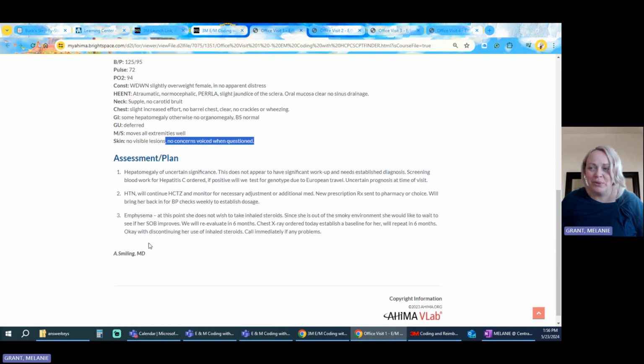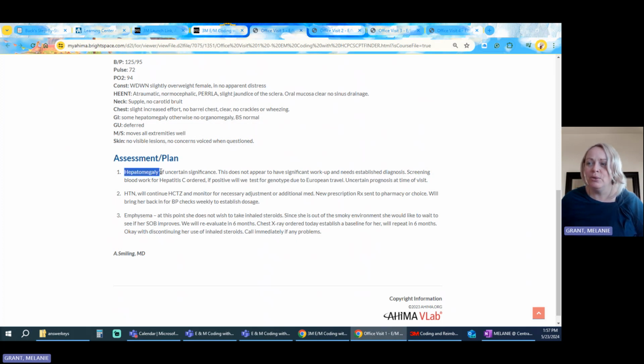The last part of your note is your assessment and plan. Sometimes this will be in a separate area. This is where we find our diagnoses and our treatment. When we assess the patient, we're going to determine, with whatever availability we have, what is going on with the patient and what would be the best process of treatment at this time. Here, you'll notice some of these things pulled from the exam. Everything should support each other.